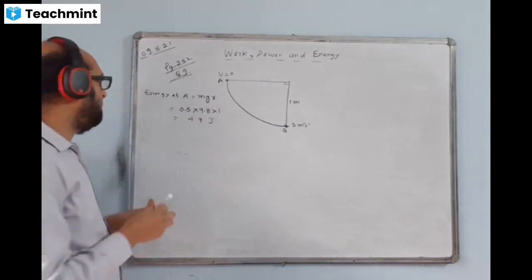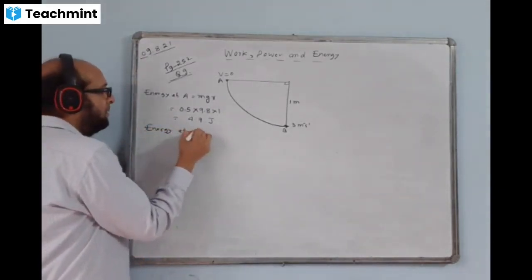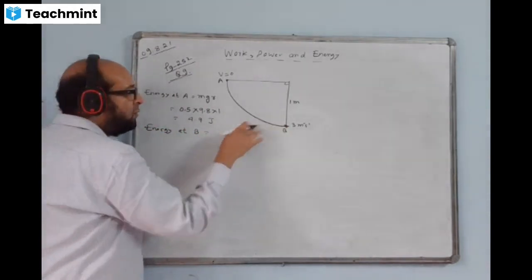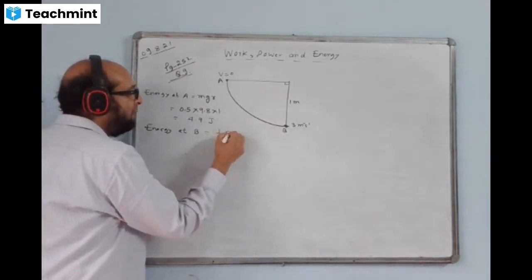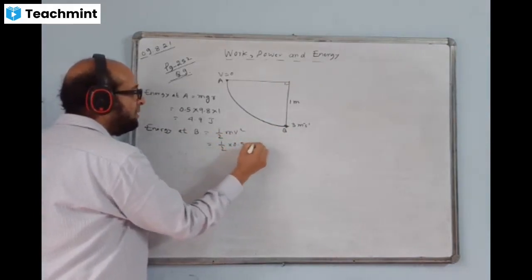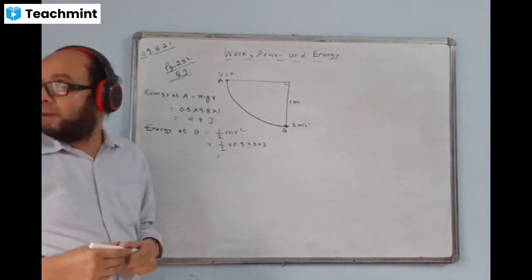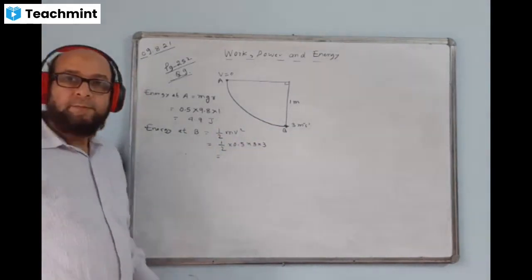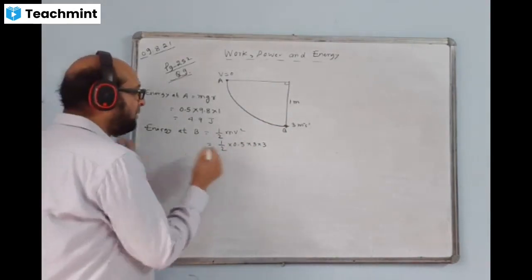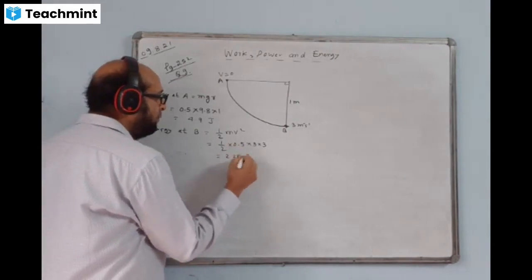We'll do energy at B. This is the lowest point, there is no height, only kinetic energy. I'll do half mv squared. Half mass is 0.5, velocity is 3, 3 squared. Now what is the answer here? 3 3s are 9, 4.5 by 2, the answer is coming 2.25 Joule.